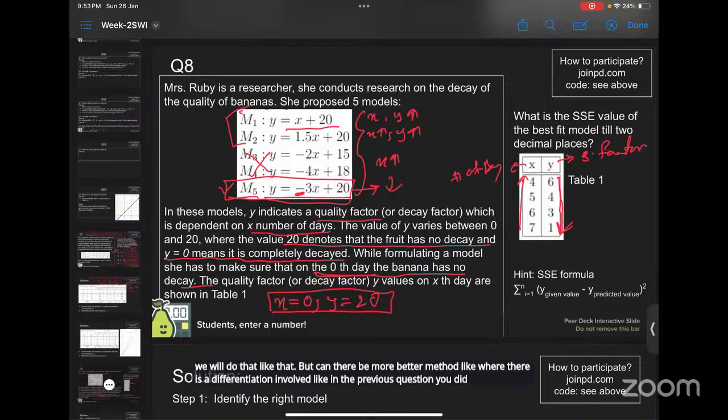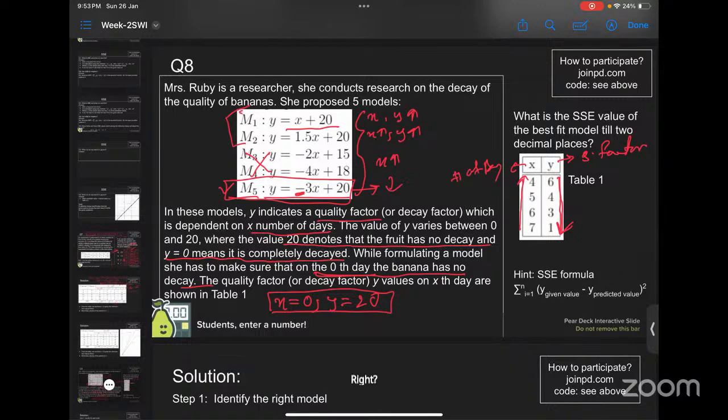Yeah, you can do it in a better method if the constant is some value, like if I take this for M1, M2 and M5. Here we can do it because in general we can express it as y equals some cx plus 20, right? We can express it in a general form where c can take the value 1, 1.5, minus 3, right?